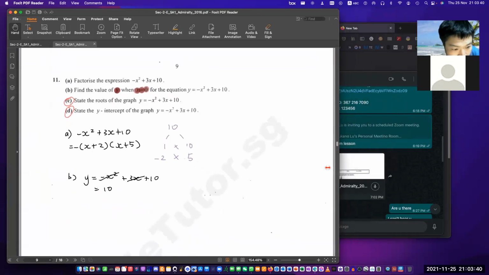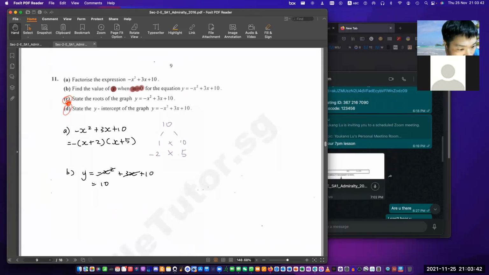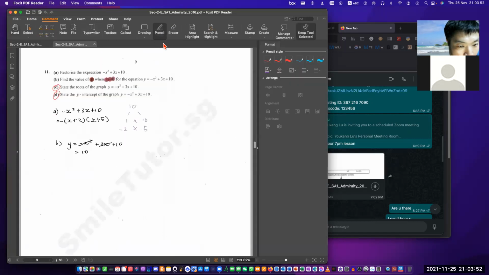Okay, so over here, I think you have questions on part C, state the roots of the graph. Can you still remember what's the meaning of the roots of the graph? The roots of a graph. All right, so in fact, if the question asks you for the roots of the graph, this is the graph.